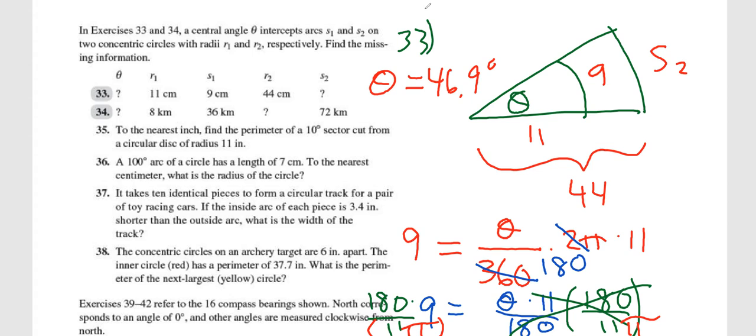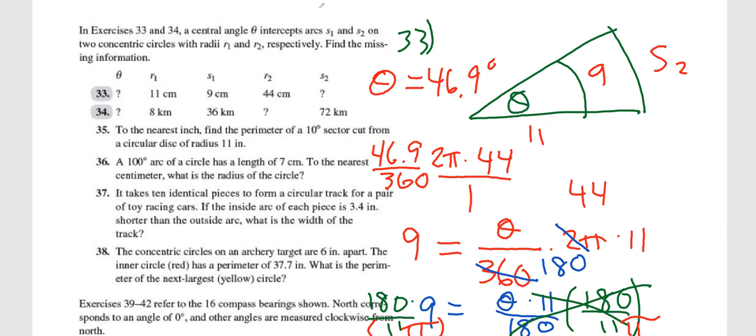So then once you have your angle, you could do the other part, right? All you're going to do is repeat the process using the 46.9. 46.9, I don't have enough room. 360, 2 pi times... oops, not 11. What would it be? 44, thank you very much. Remember that whole thing's over 1, just in case you were wondering. And then you can take that number times 2 pi times 44, and then divide the whole thing by 360. I got a 36.